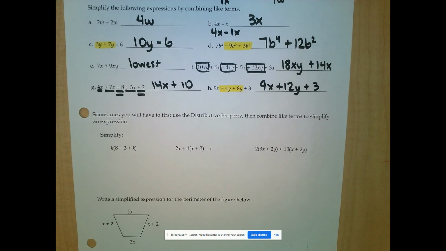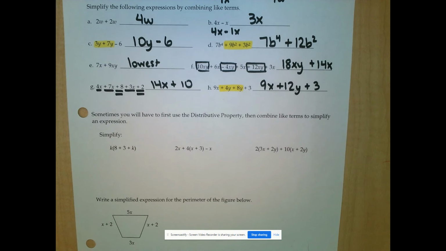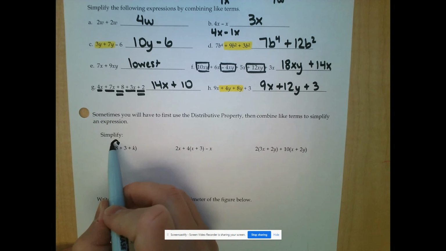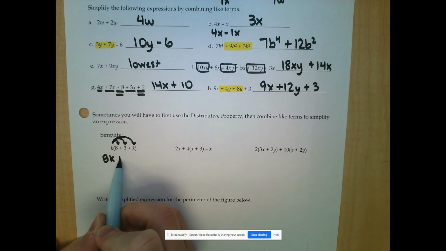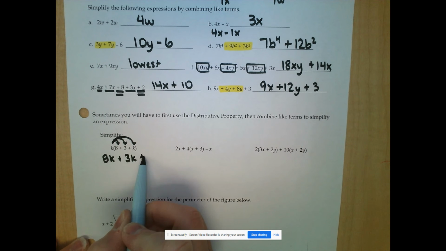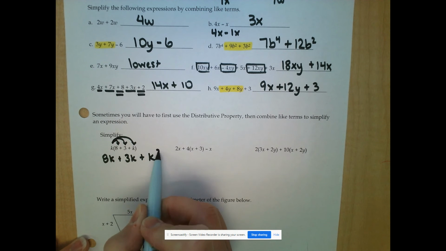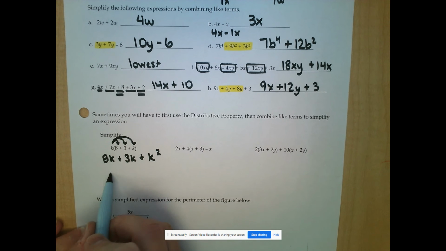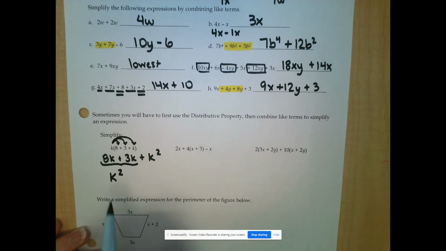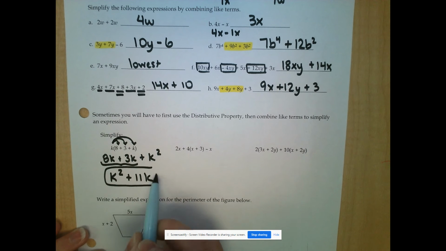Sometimes you have to first use the distributive property and then combine like terms. So I might distribute this k and get 8k plus 3k plus k times k is k squared, and then go about combining my like terms. Now, one of the things that we do is the highest exponent gets listed first in our answer, and then we would combine the 8k with the 3k and put plus 11k. The best answer has the highest exponent listed first.